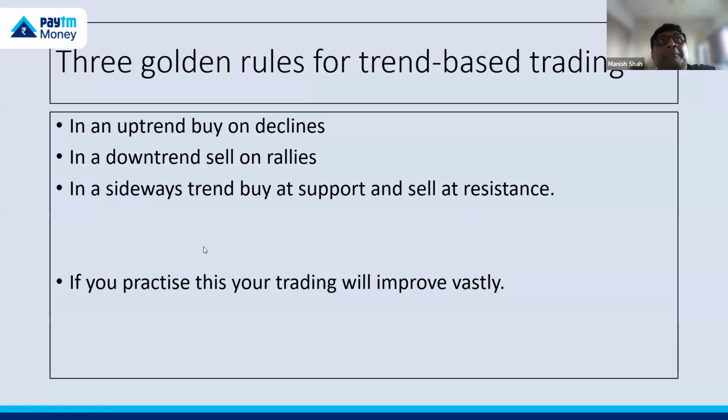In an uptrend, buy on declines. In a downtrend, sell on rally. Very simple. Okay, see this is pretty light. Okay, classic range. Look, today prices, they just hit this.